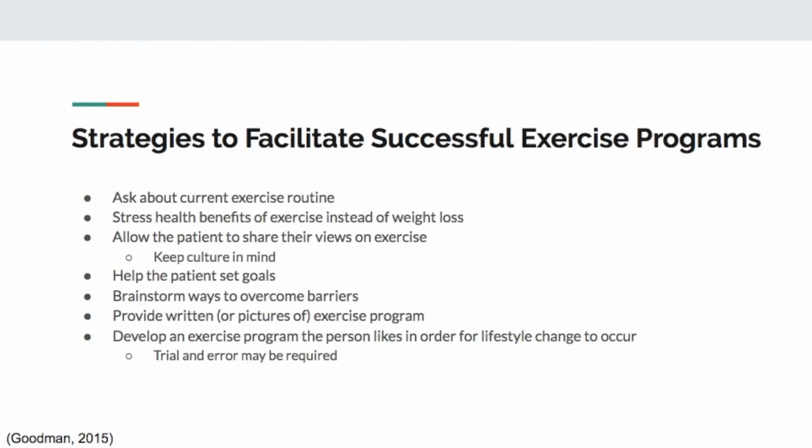So some strategies to facilitate successful exercise programs. This just follows the same principles as with healthy people. You can ask a patient about their current exercise routine, and instead of stressing weight loss, stress the health benefits of exercise. And you want to allow the patient to share their views on exercise, help the patient set goals, brainstorm ways to overcome barriers to exercise, provide written or pictures of an exercise program, and develop an exercise program that the person enjoys. And this may take some trial and error to find something the person likes.